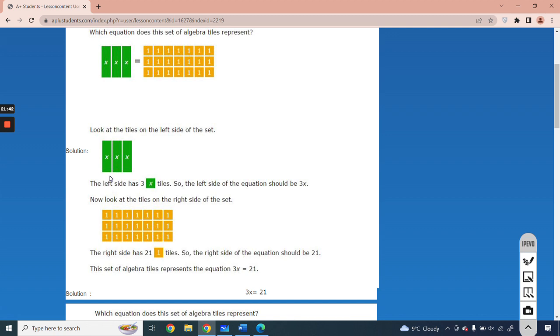Now look at the tiles at the right hand side. You have to count the tiles. They are 21. So the right side has 21 tiles. So the right side of the equation should be 21. So the set of algebra tiles represent 3x equals 21. Got it?